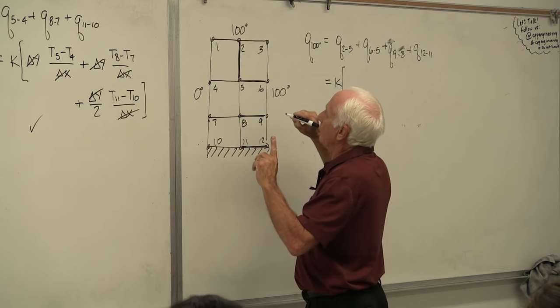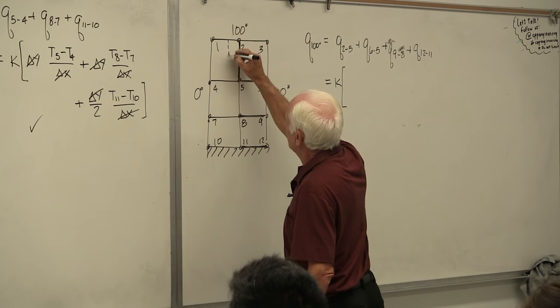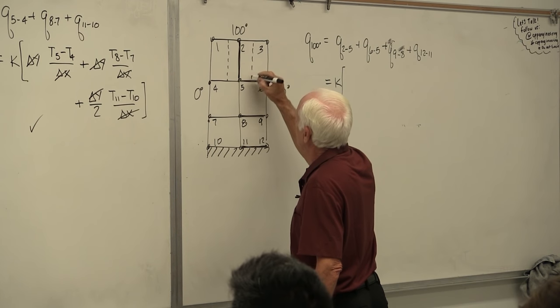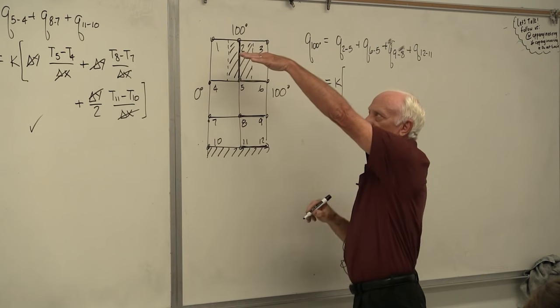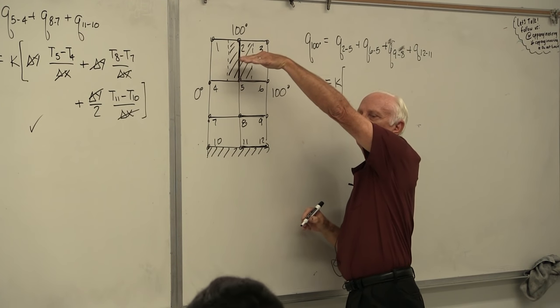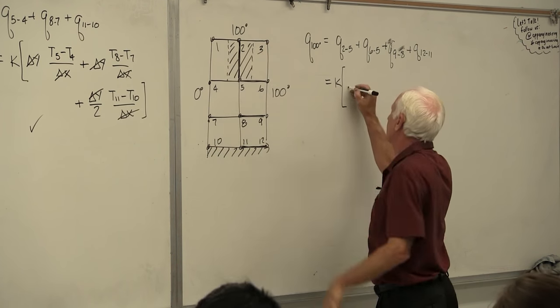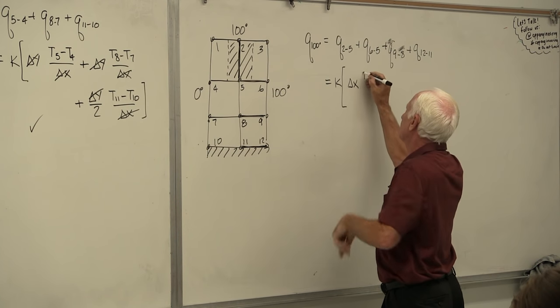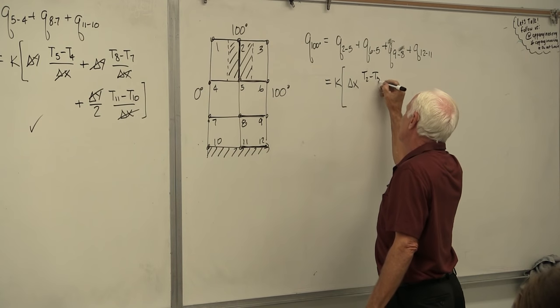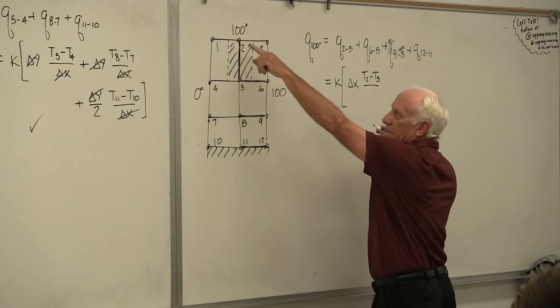The heat conducting rod from 2 to 5 replaces what material? It replaces this material. What's the cross-sectional area heat goes through? My hand, delta x times 1. What's the temperature difference? Hot to cold. Divided by how far did heat move? Delta y.